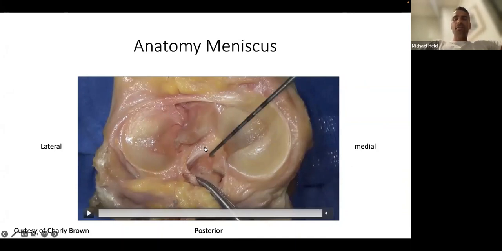And the reason why I'm showing you this, it's quite important to understand where this root goes in case you see that there's a tear when you look into the knee with the arthroscope, and to figure out where that root goes and where it would normally sit.